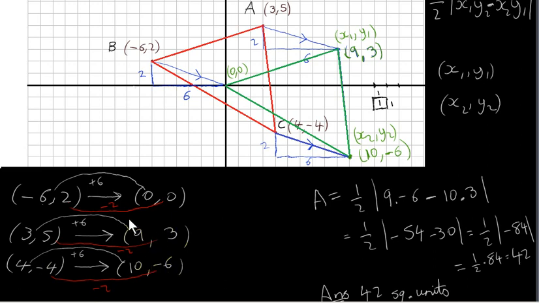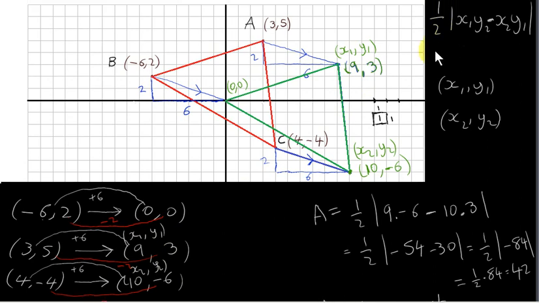So then we label one of these points x1, y1, and the other point x2, y2. And without any diagram, we can plug these values into our formula, which is up here, and get the area of the triangle.